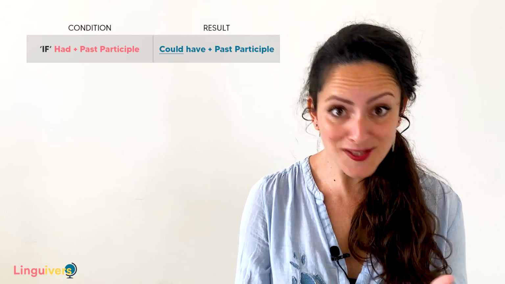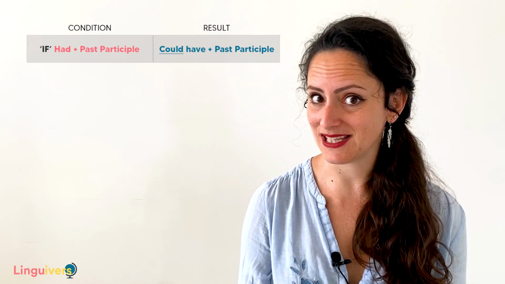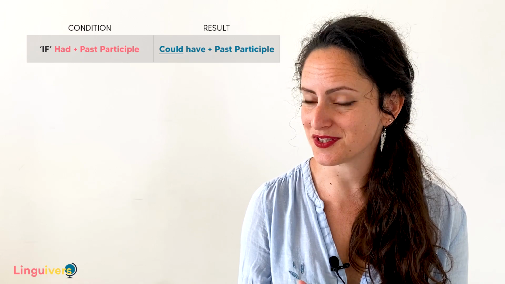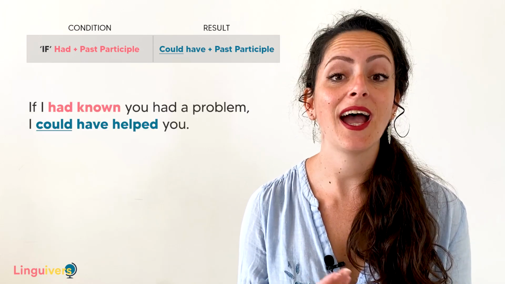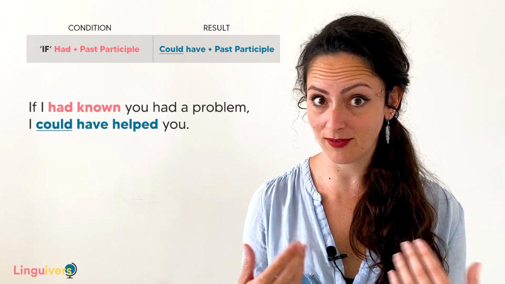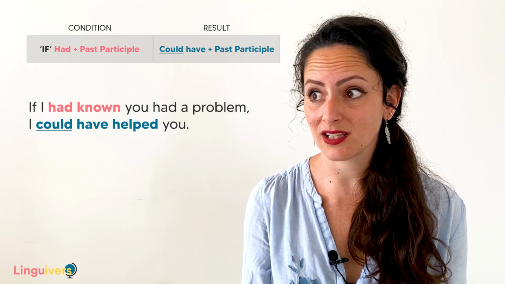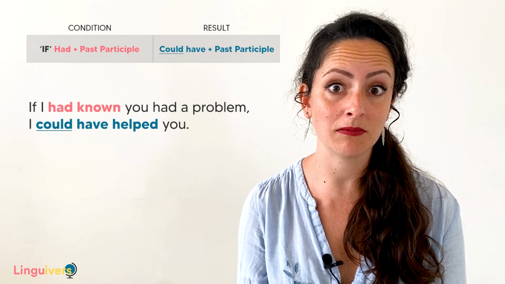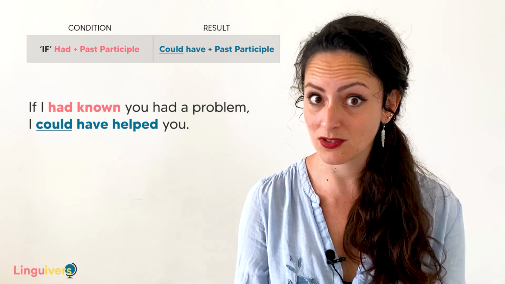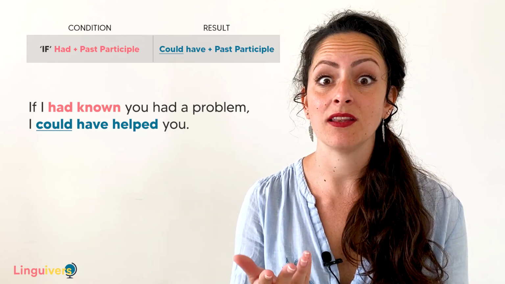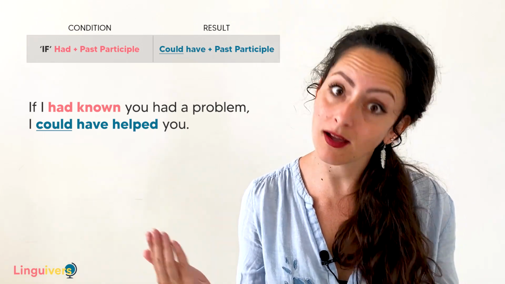Another option to create third conditional structures is by using the modal verb could instead of would. This way we are indicating possibility, how possible something was. For example, if I had known you had a problem, I could have helped you. Unfortunately, I didn't know you had this problem and it was not possible for me to help you. If I had known you had a problem, then I could have helped you.